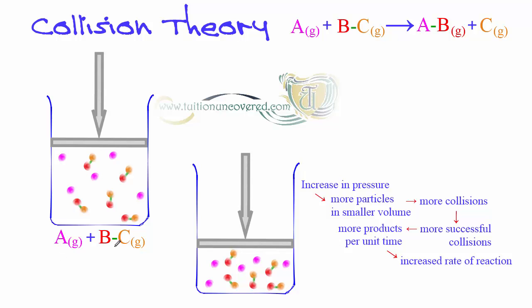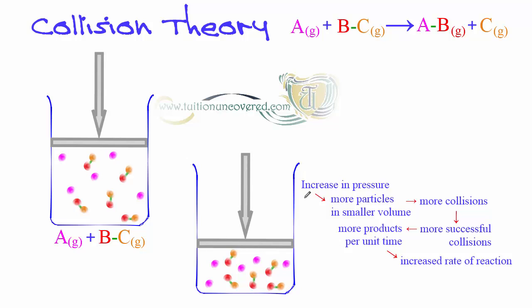Now, A and BC gases, if you compress them, the particles have a smaller volume to move around in. There are more collisions with the container, therefore the pressure has increased. So pressure is a measure of the collisions gaseous particles have with their container. By reducing the volume, you've increased the pressure because these particles will collide with their container more often.